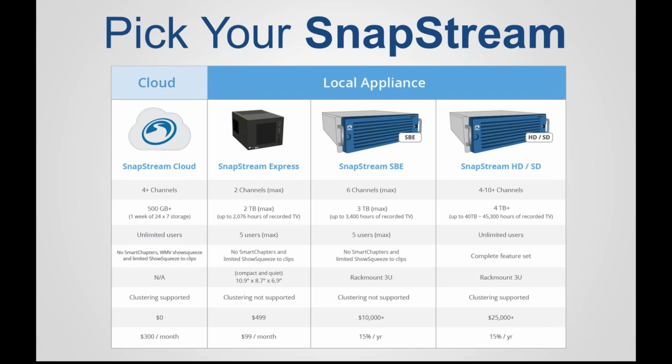You may still have to spend a little bit on the encoders to get your feeds onto the cloud. But once you do, it's $300 a month, and there's no contracts. It's very scalable as well. So you could add more channels and storage later down the line as well. So that's the new SnapStream family. We now have the SnapStream Cloud, the SnapStream Express, the SBE, and the Enterprise.